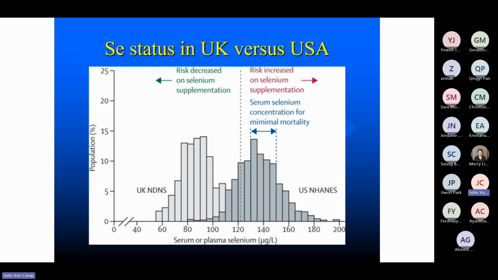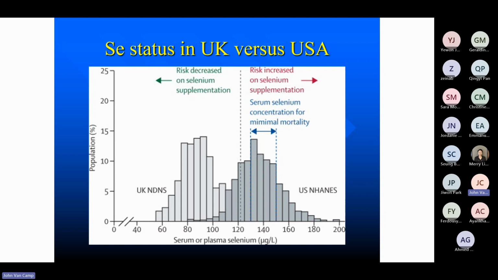On the right side, you see the second distribution, the dark gray, and this is the situation in the US. There's the NHANES study, which is also a survey done in that country, where you see that the average levels of selenium in the blood are around 120 to 140, 150 micrograms per liter. So it is significantly higher than the average levels that we have in Europe.